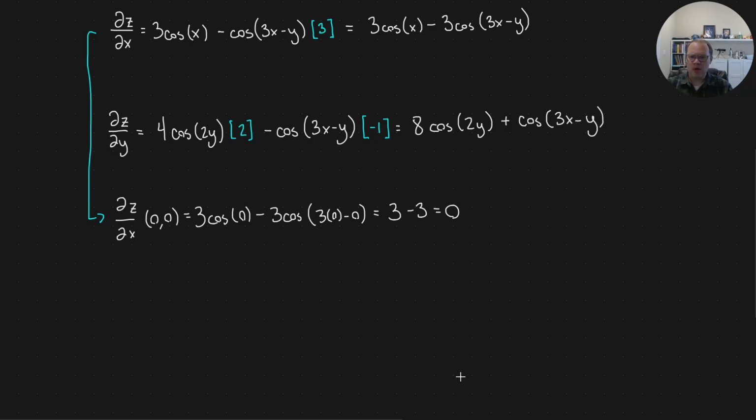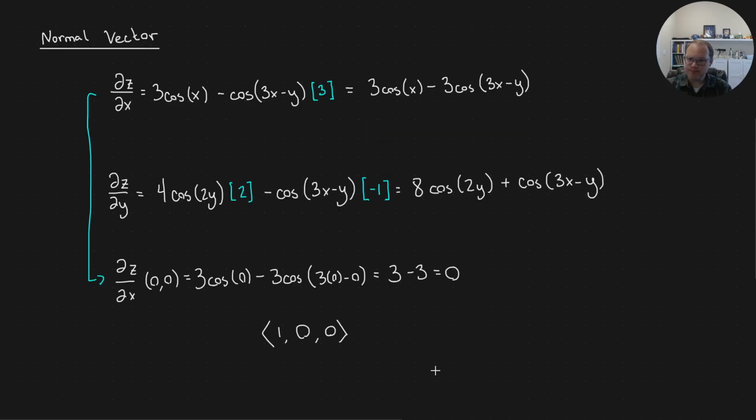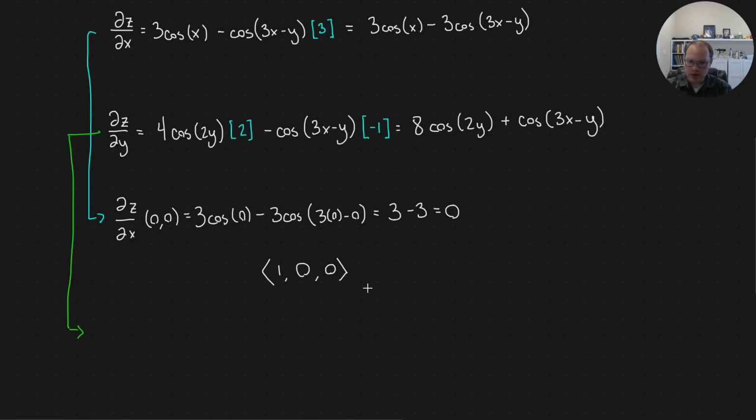Okay? So that means in the x direction, for every 1 unit change in x, I'm moving 0 units in the z direction. Okay? And of course, I'm holding y fixed, so I'm not moving in the y direction either. This is going to be one of our tangent vectors. All right? Now let's do this one. Let's plug in the particular point we're interested in, point 0, 0.